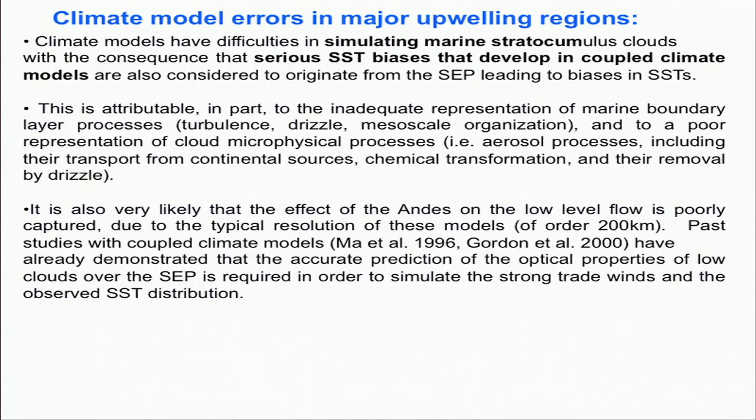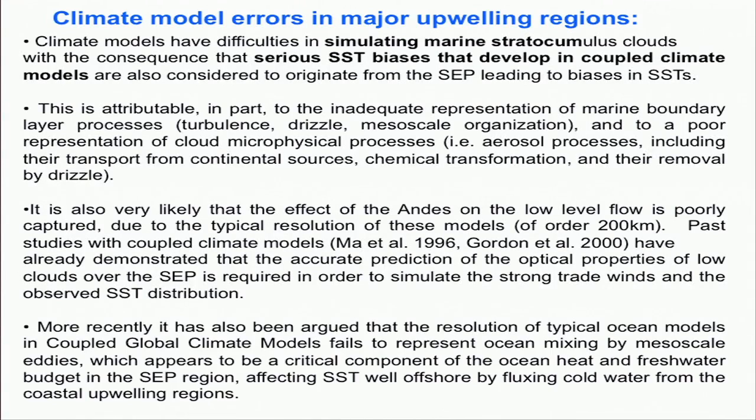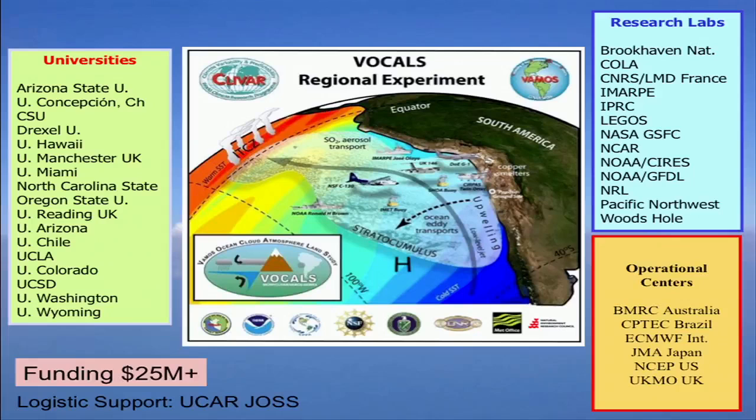But not only that, remember, these are what are called coupled climate models. It's not just the atmosphere they're trying to model, they're trying to simulate the ocean currents as well. It turned out the resolution of the models wasn't good enough to model those upwelling currents very accurately either. So it's all about improving the models using real-world information. So this is the experiment.